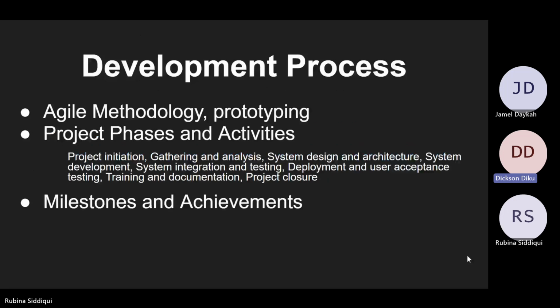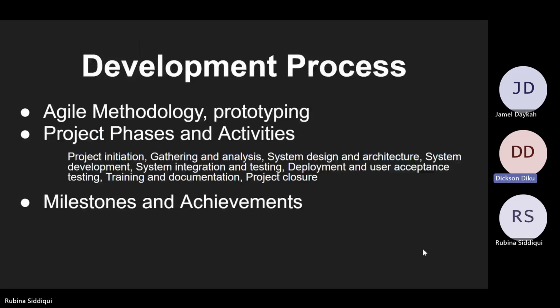For the development process, we did adopt the agile methodology with 2-week sprints. For the prototyping, we had to come up with different prototypes to understand the project. And for the project phases and activities, we did have many activities that include the project initialization, requirement gathering and analysis, system design and architecture, system development, system integration and testing, deployment and user acceptance testing, training and documentation, and project closure.